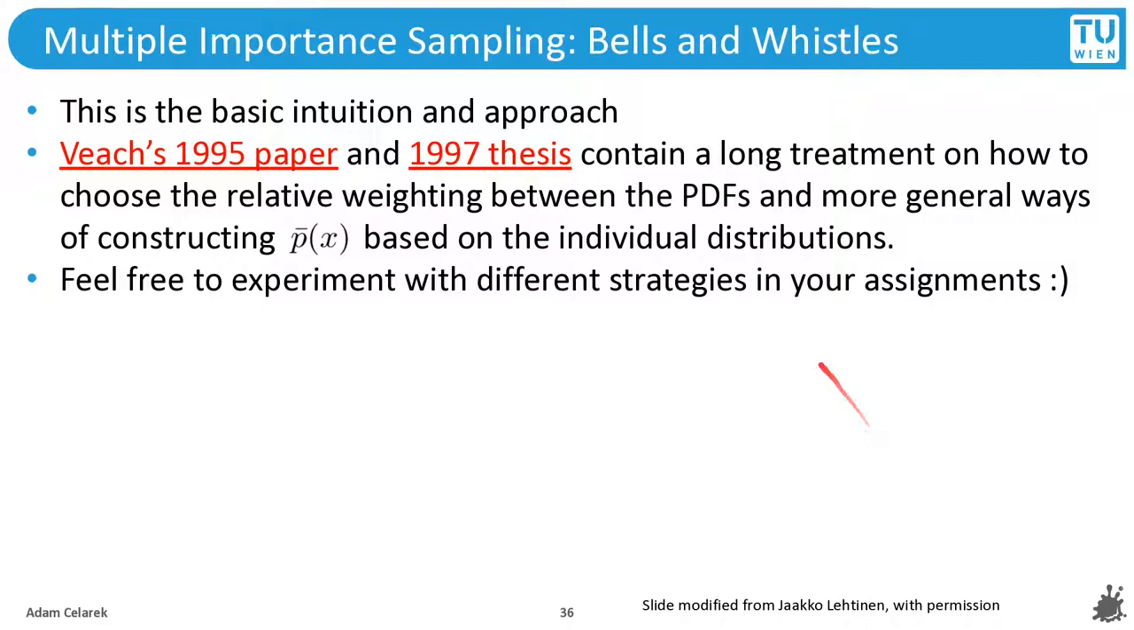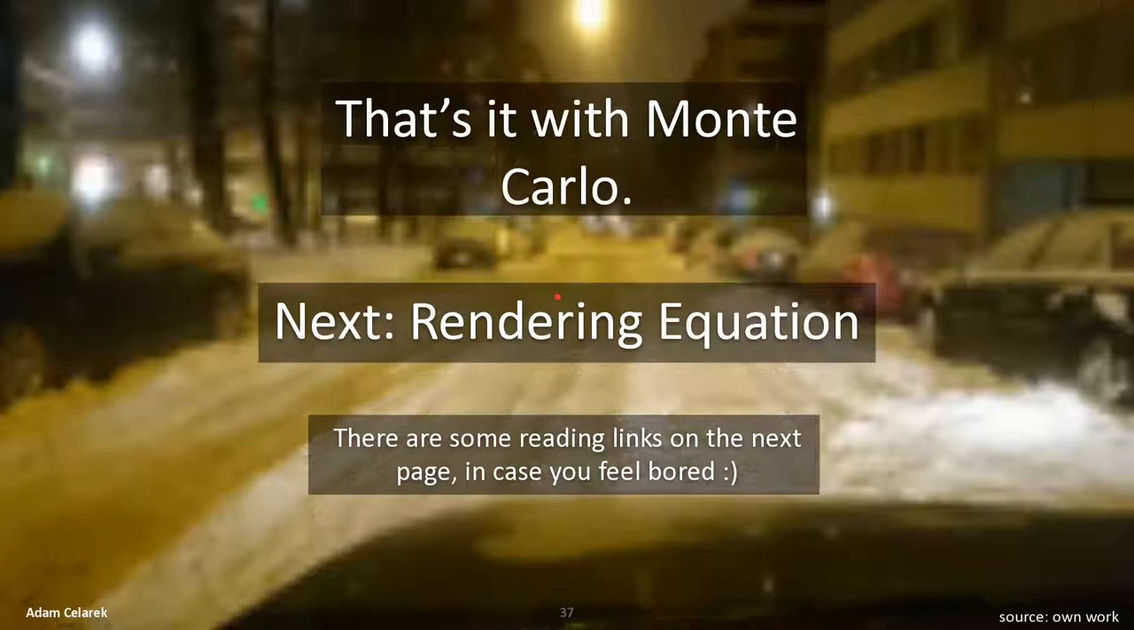You can look into these papers. They contain a long treatment on how to choose the relative weighting, etc., and they have a lot more theory behind it. Feel free to experiment with different strategies, for instance with the power heuristic, or in the papers there are also some other heuristics in your assignments. Okay, that's it with Monte Carlo.